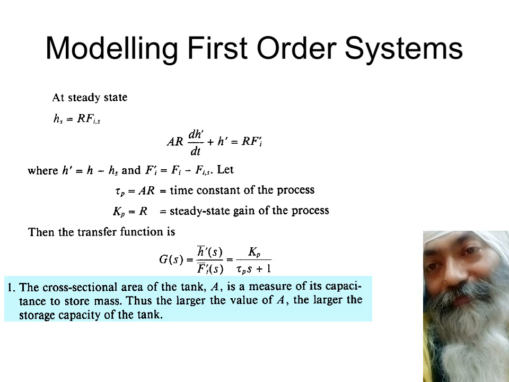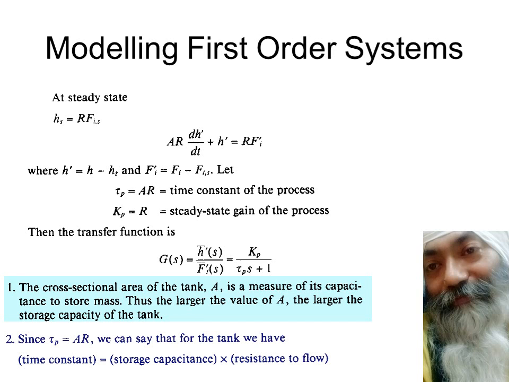So the first thing is that the area of cross section A is the measure of the capacity of the tank to store. So the larger the value of A, the larger the storage capacity of the tank. And secondly, this time constant is capacity into resistance, as we have normally been seeing in terms of the LCR of electrical circuits also, where the time constant was equal to C into R. Instead of C we have A over here, that's the only difference. So in general we can say that time constant is equal to storage capacity into resistance to the flow.